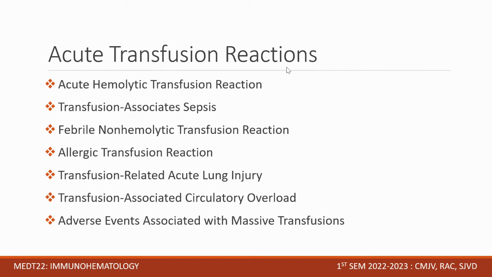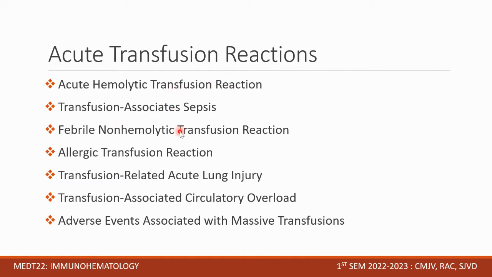So let's start off first with acute transfusion reactions. Okay? So we have 7 types of acute transfusion reactions. First we have acute hemolytic transfusion reaction, transfusion-associated sepsis, and febrile non-hemolytic transfusion. These three are all febrile, ibig sabihin, they cause fever. Okay, so fever is one of their symptoms.